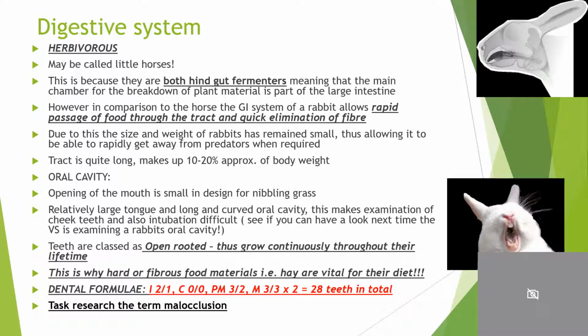The digestive system. The rabbit is herbivorous. They may be called little horses. This is because they are both hindgut fermenters, meaning that the main chamber for the breakdown of plant material is part of the large intestine. However, in comparison to the horse, the GI system of the rabbit allows rapid passage of food through the tract and quick elimination of fibre.